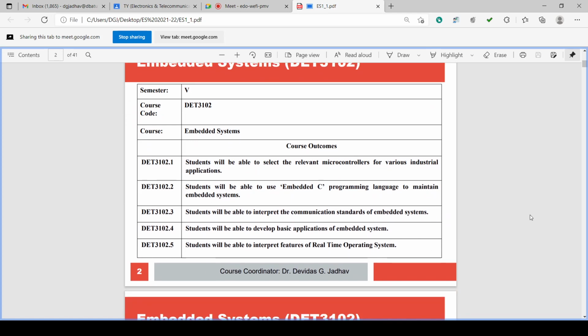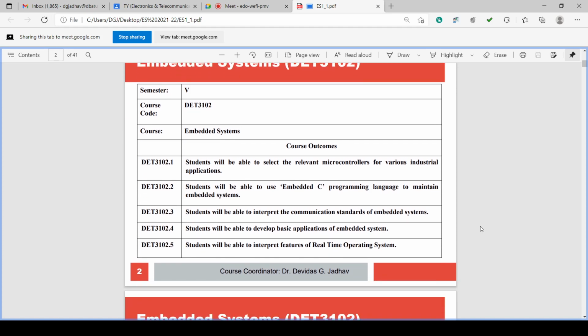The course outcomes are: students will be able to select the relevant microcontrollers for various industrial applications. Students will be able to use the embedded C programming language to maintain the embedded system. Students will be able to interpret the communication standards for embedded system. Students will be able to develop the basic application of the embedded system. Students will be able to interpret the features of real-time operating system.